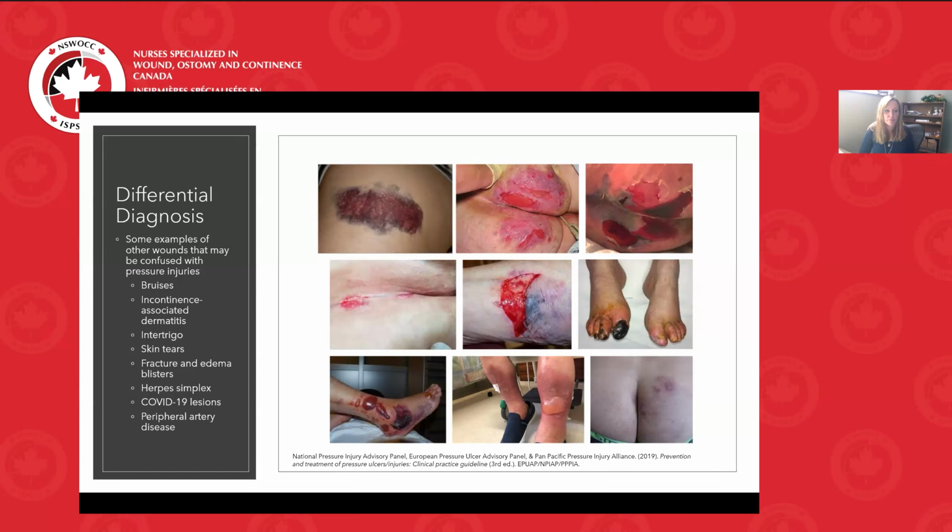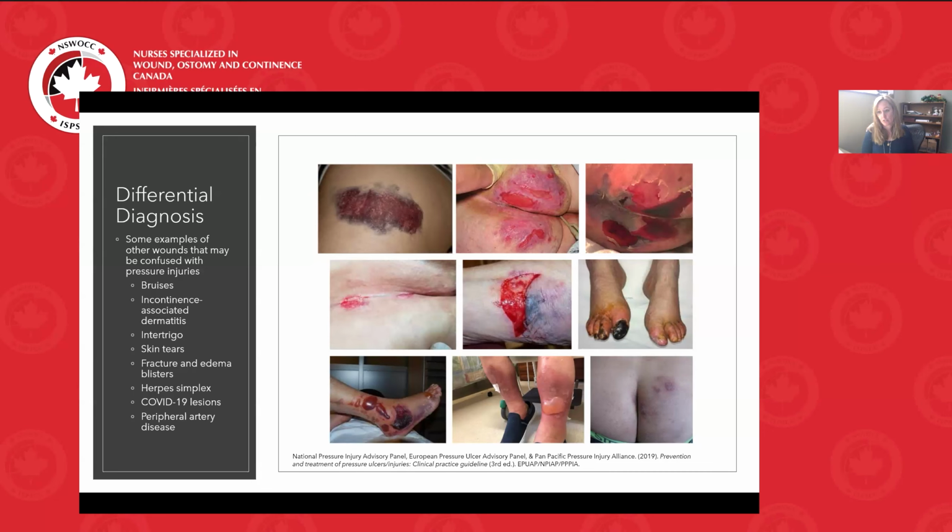Other things that it could be: intertrigo. That is in the picture in the middle on the left. You can see where it is just a linear slit underneath an area of high moisture. Other things, you can have skin tears that can be misdiagnosed as pressure injuries. And then you could have blistering or edema. You want to make sure that if you see blistering or edema, like in the bottom picture, that it's not over areas of pressure or friction.